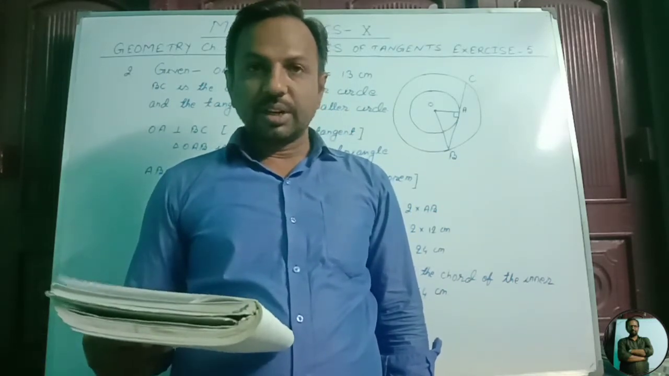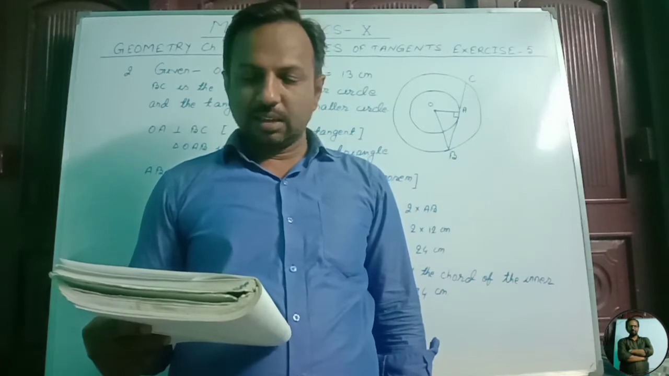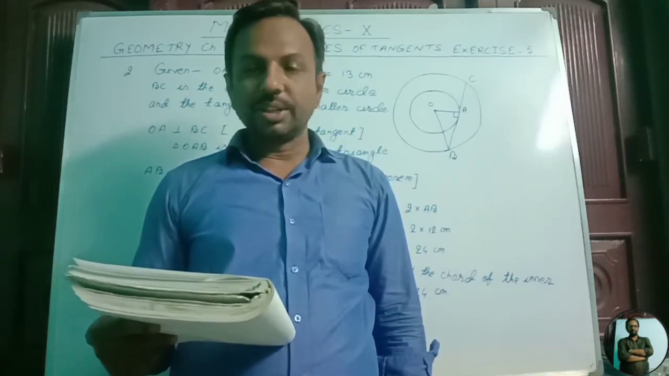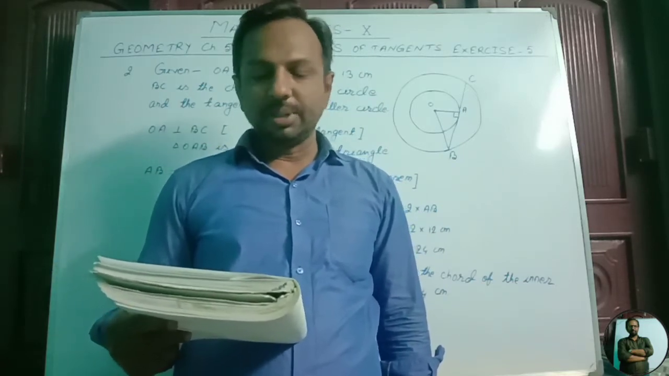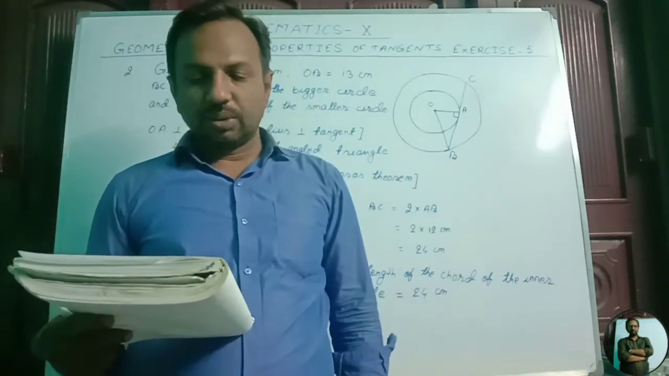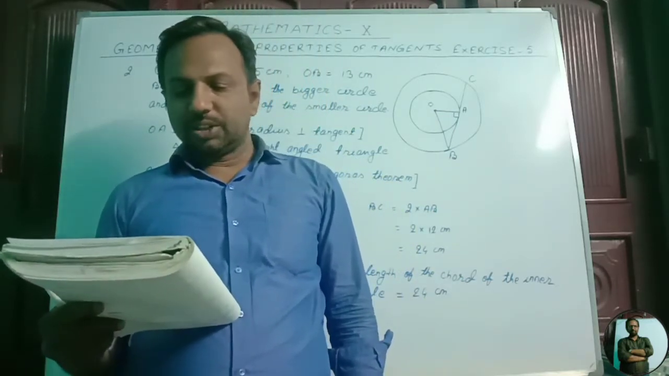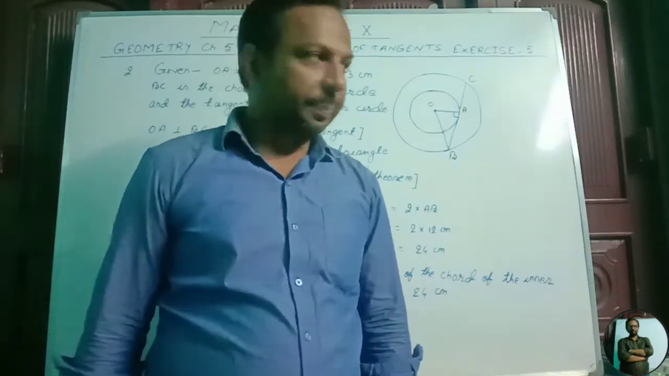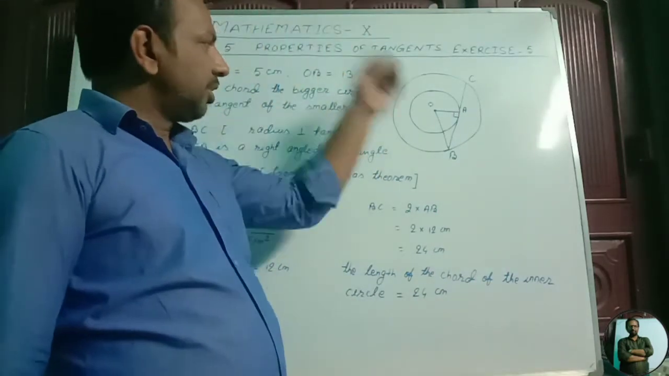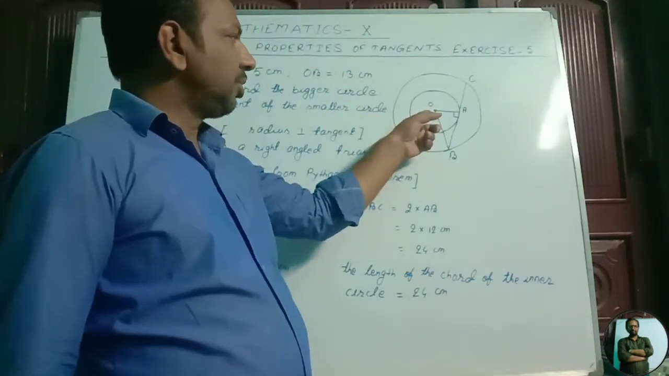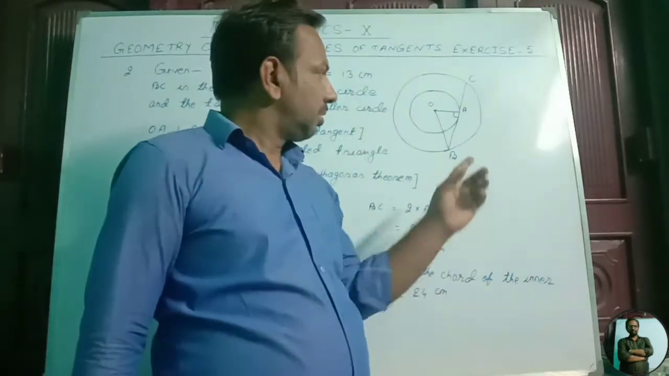That question states that two concentric circles have radii equal to 13 centimeter and 5 centimeter respectively. Find the length of a chord of the outer circle that touches the inner circle tangentially. So these two are the concentric circles. This center O is the common center for both the circles.